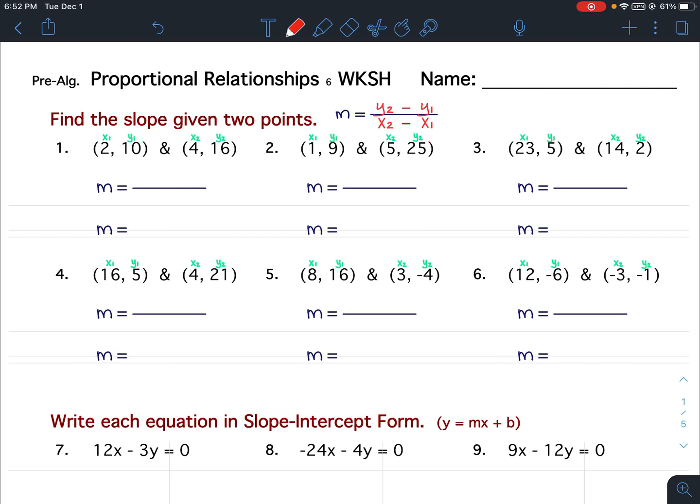Proportional Relationships Worksheet, questions 1 through 6. I'm going to walk you through each section of this worksheet. I'll do a couple problems from each section so you know what to do.